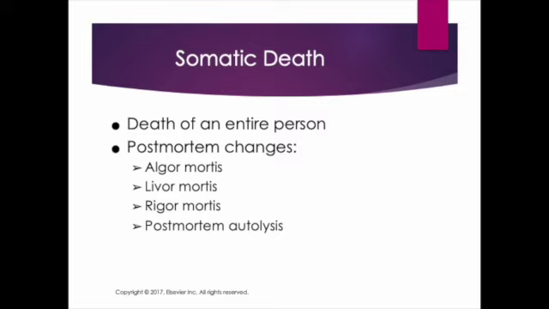Rigor mortis is muscle stiffening. So rigor mortis is when muscles start to stiffen after somatic death, and it's due to the depletion of ATP and the accumulation of calcium. It starts first in our smaller muscles, and then it progresses throughout the body. And then it gradually resolves because the muscles will start to break down. So first there's a stiffening and then a resolution of that.